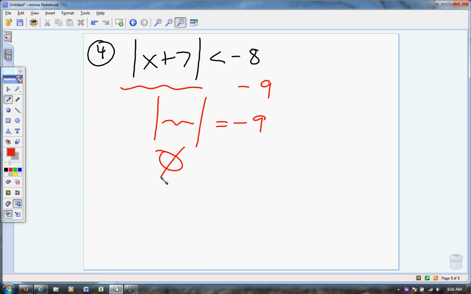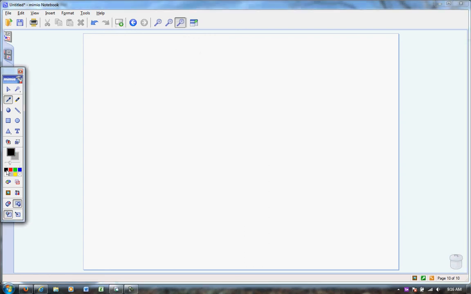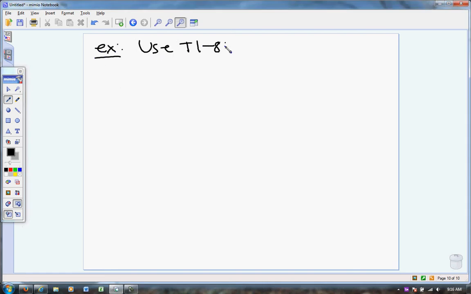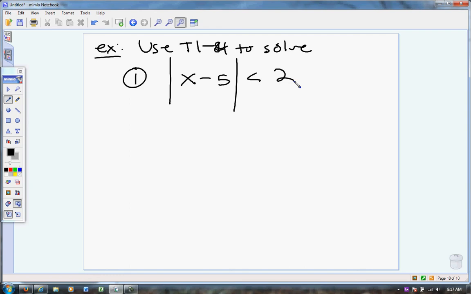Okay, all right, let's get to where we're going to use a graphing calculator. Use the TI-84, I think they call it a graphing utility, to solve. And let's say that they give you this: the absolute value of x minus 5 is less than 2. Well, there's actually a couple ways that you could do this, but let's figure out what this is saying. It's saying, where is this thing less than 2?